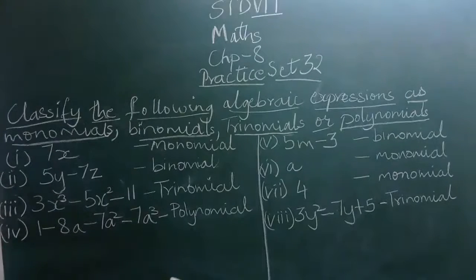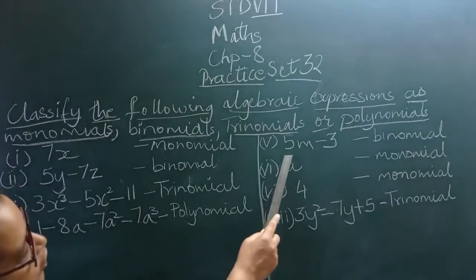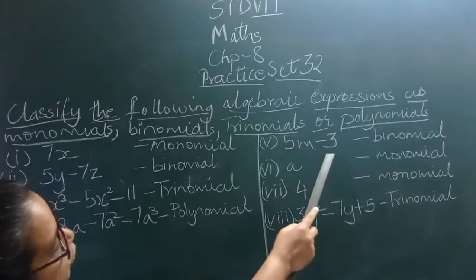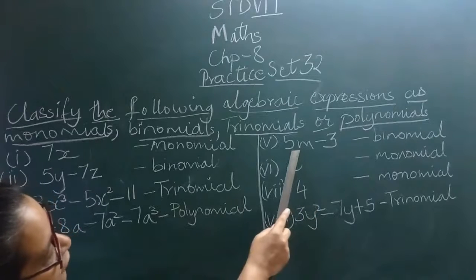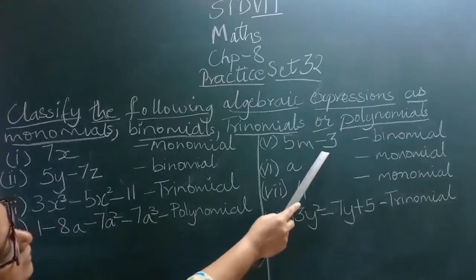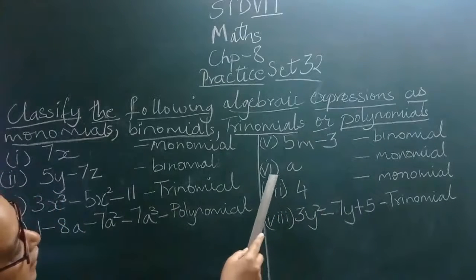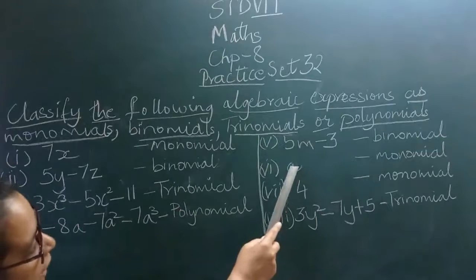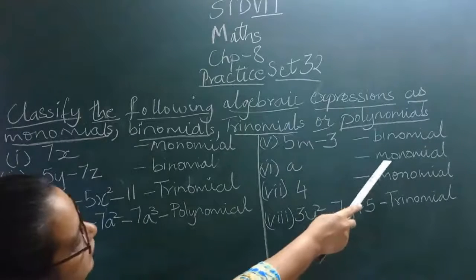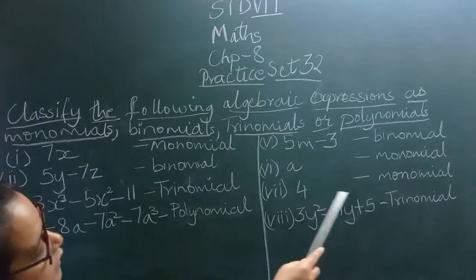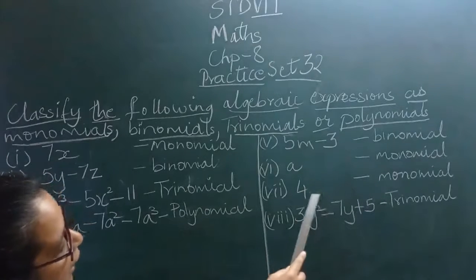Now let's see the fifth algebraic expression, 5m minus 3. Here there are two terms. The first one is 5m and the second one is minus 3. So it is a binomial. See the sixth one, only a is given, one term. So it is a monomial. Seventh one, only 4 is given. So it is a monomial, one term.